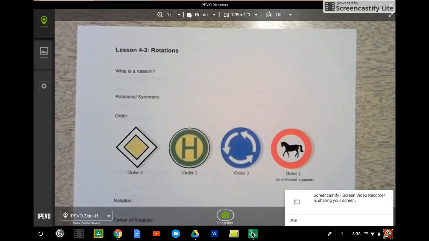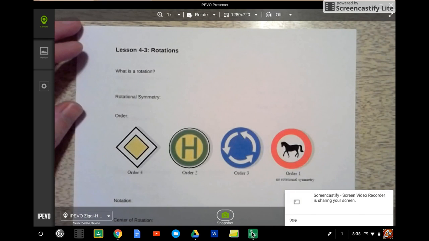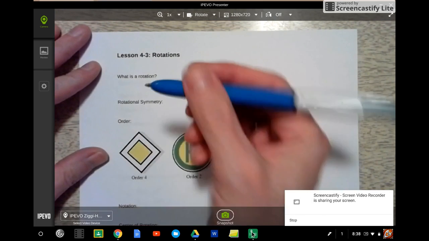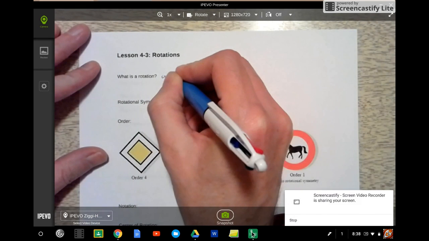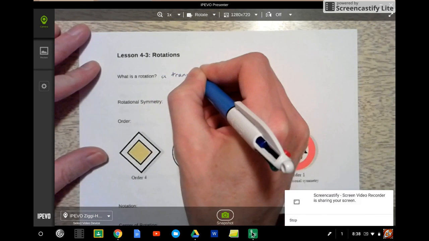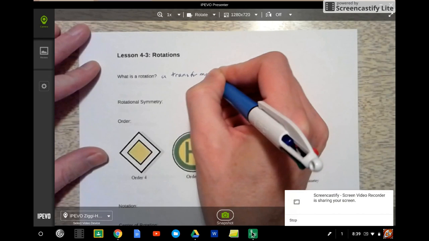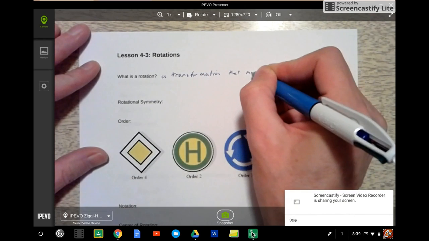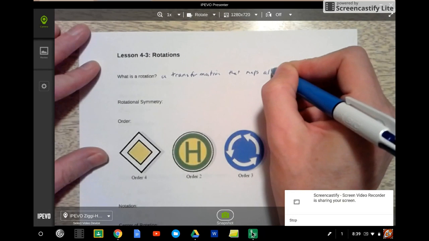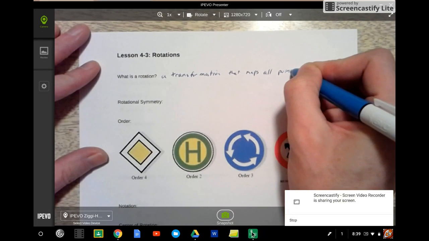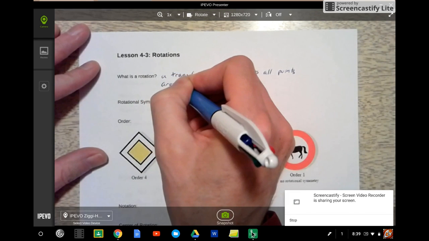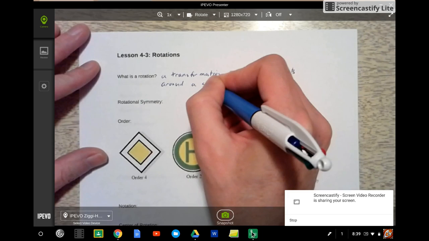So yesterday we talked about reflections. Today we're going to look at our second of our transformations, and that's rotations. So what is a rotation? A rotation is a transformation that maps all points around a stationary point.